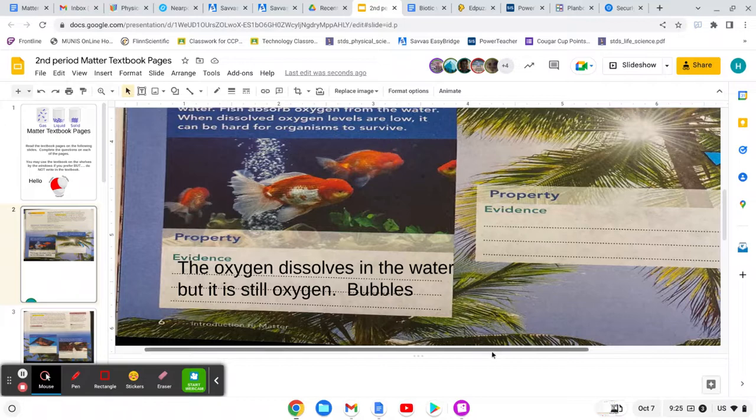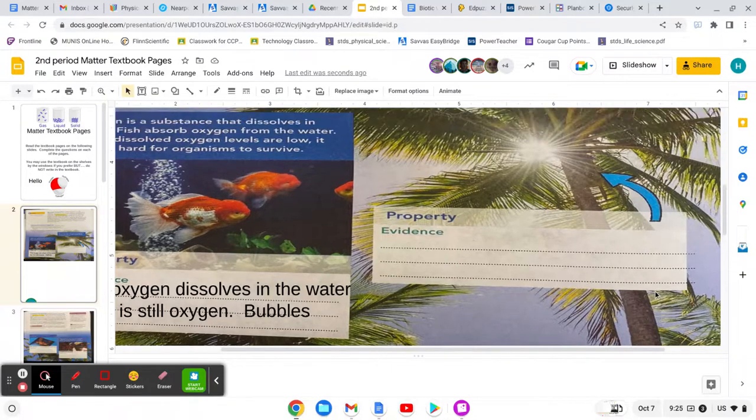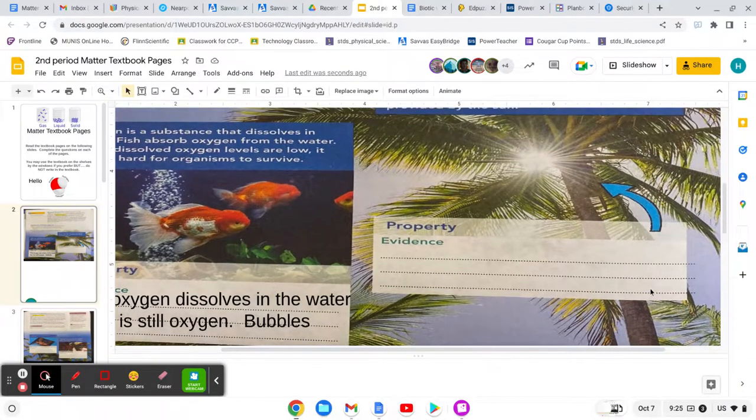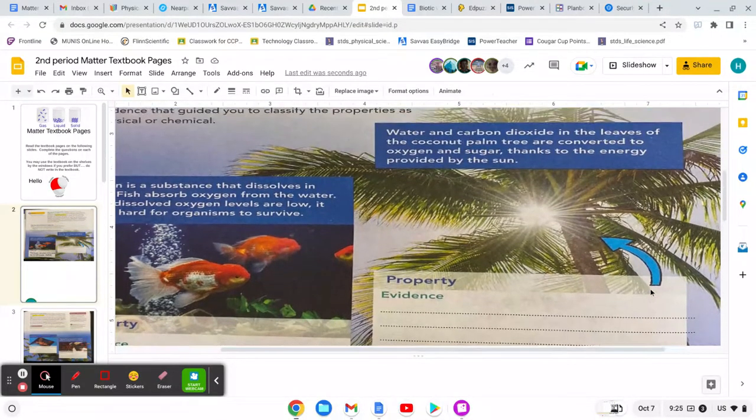Okay. Now, when we look at the other question, it's talking about the palm tree. It shows the palm tree. It says water and carbon dioxide in the leaves of the coconut palm tree are converted to oxygen and sugar thanks to the energy provided by the sun. So we started with water and carbon dioxide, and we ended up with oxygen and sugar. Is that a chemical or a physical change? Chemical. As a matter of fact, what's that chemical process called?